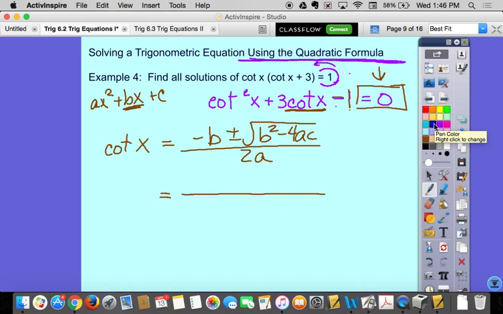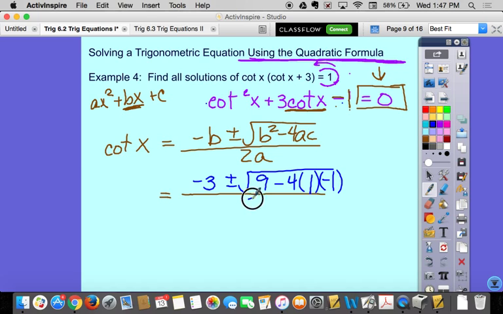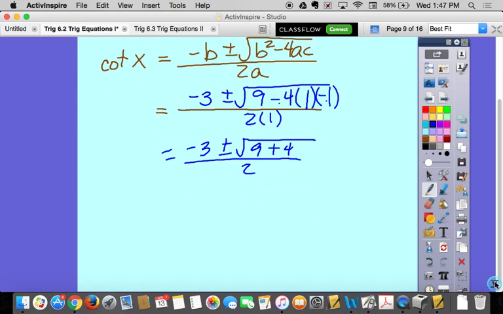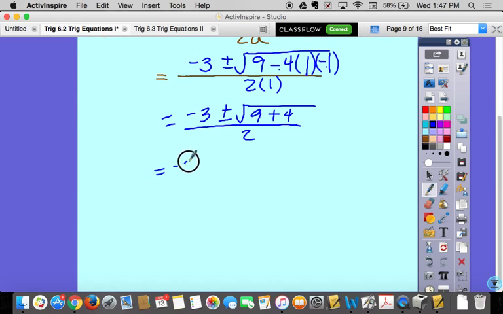Now, fill in your information. Negative b will be a negative 3. Remember, b squared is always positive. A is the number out front. C is the number in the back. Make sure you pick up that negative. Okay, so I've got 2 negatives here. 2 negatives are going to make a positive. 2 times 1 is 2. That's going to be negative 3 plus or minus the square root of 13 over 2. Remember, this is cotangent of x equals.